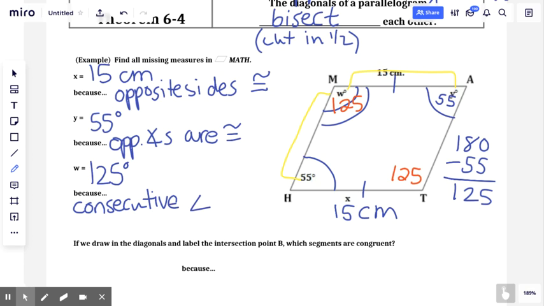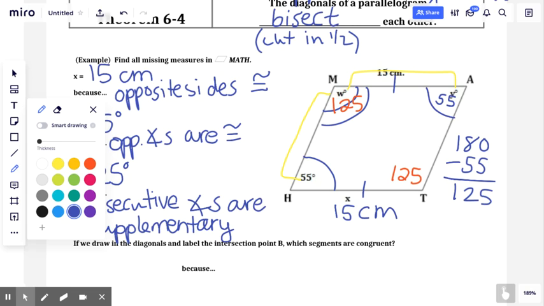Okay, consecutive angles are supplementary. Okay, so we found all of the missing angles inside. This last question has to do with the diagonals. So just so I have some room inside the figure, I'm going to erase the stuff that I had there.